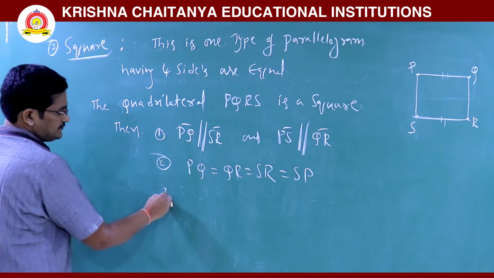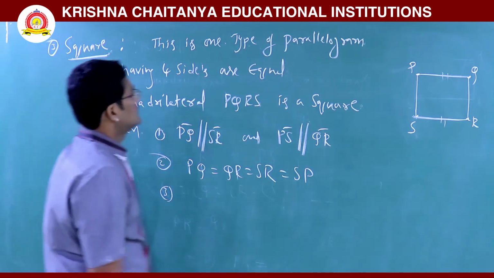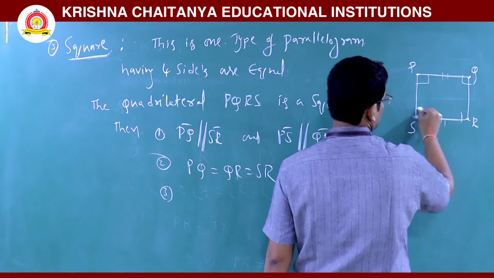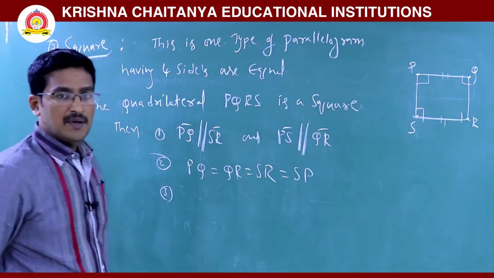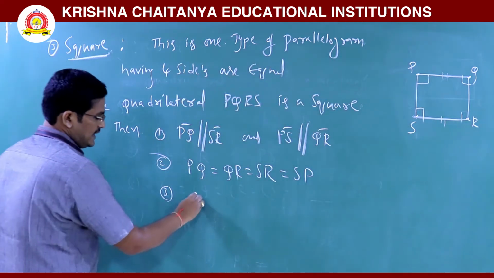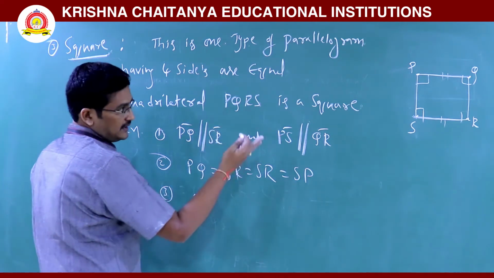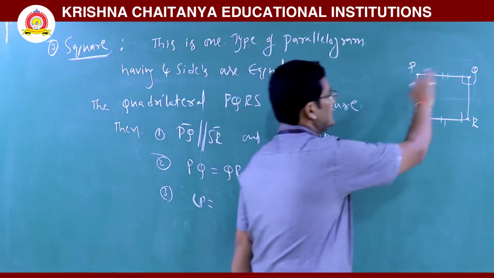The third one is the adjacent sides are perpendicular to each other. That means angle P has the same explanation. I explained the same thing in the rectangle also.